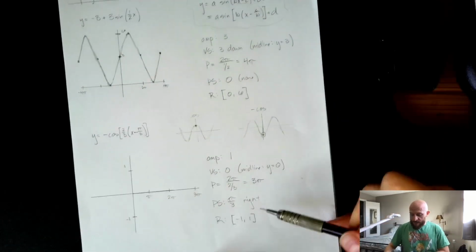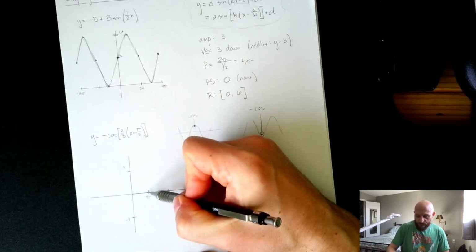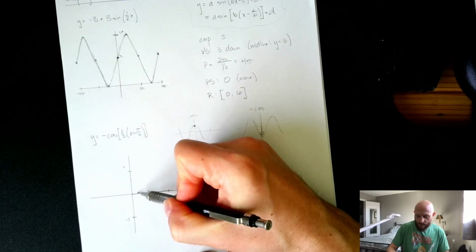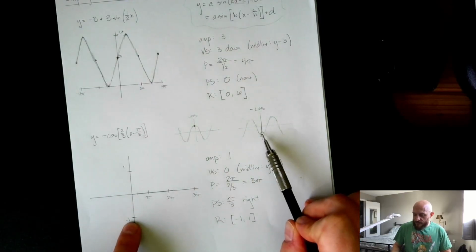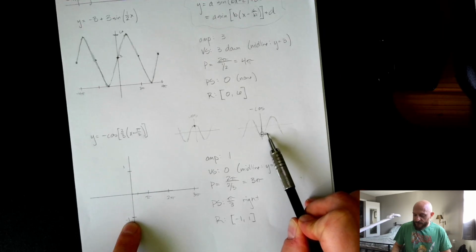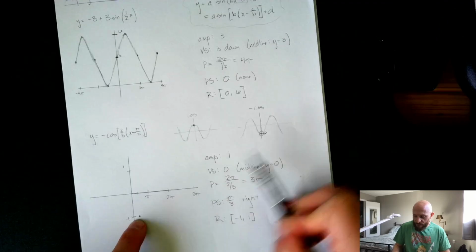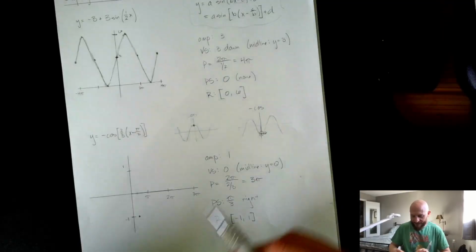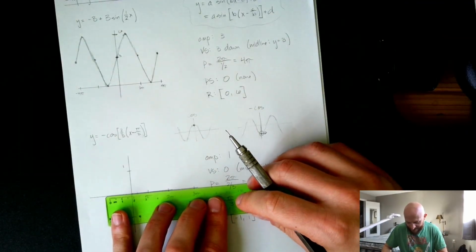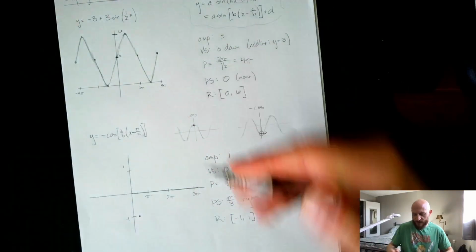This graph is undergoing a phase shift of pi over 3 units to the right. Here's pi, so pi over 3 would be about right there. It's this point right here that is getting shifted over pi over 3 units. So our graph is going to cross right here, and in particular, it's going to be this trough. Now I'm going to add on a little bit more space. I didn't plan this very well.